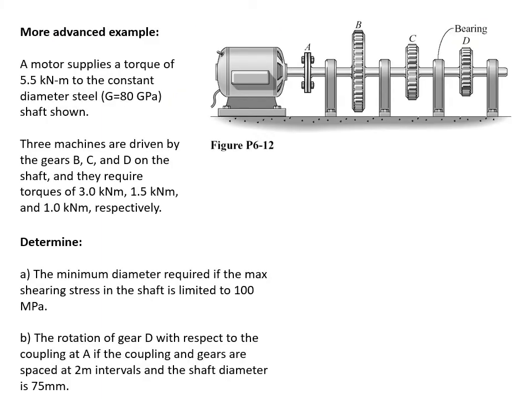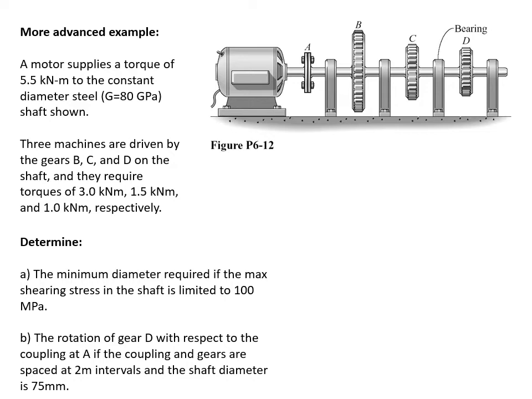Now we've got an example that's a little bit more complicated. Basically, we've got a motor, and it's supplying torque to a shaft that's connected with a bunch of gears, right? And we're told what the torque of the motor is. We're told that it's a steel shaft on there, so we've got a shear modulus there of 80 gigapascals.